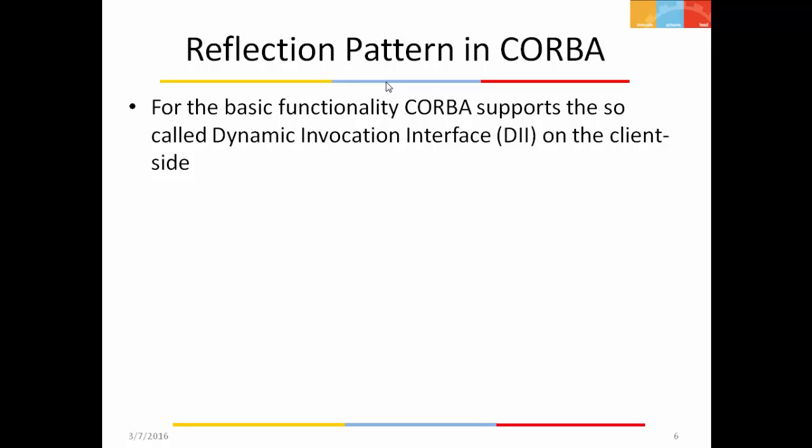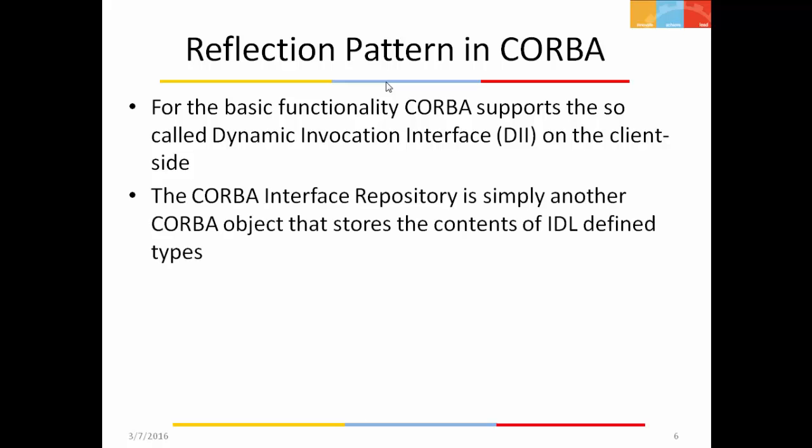So the service description is actually present in a dynamic invocation interface. It follows a classic reflection pattern having two layers. Remember that there is a meta layer and there is a base layer. The CORBA interface repository is essentially the meta layer, and it is implemented as another CORBA object that stores the content of IDL and different types.